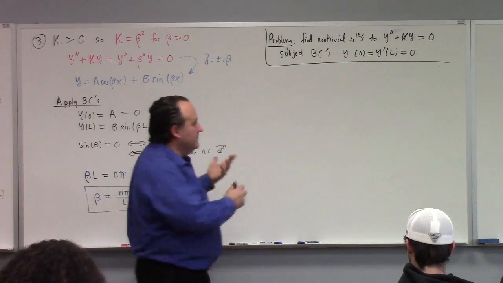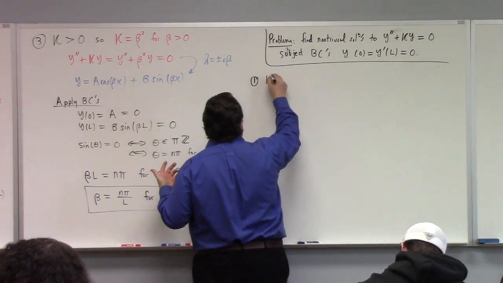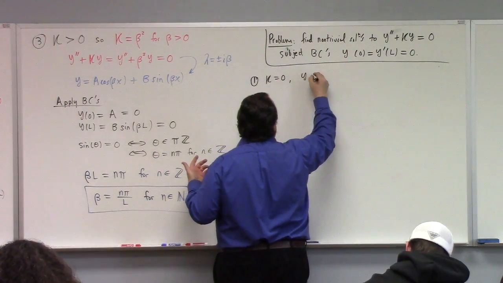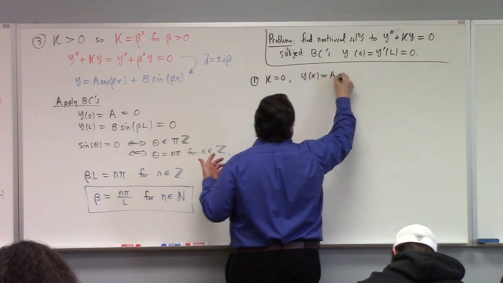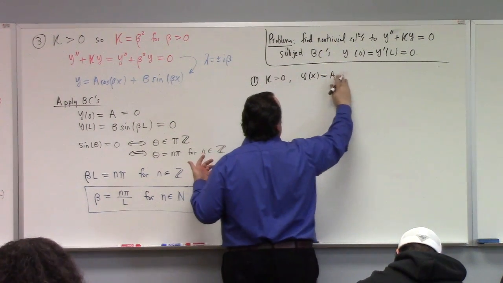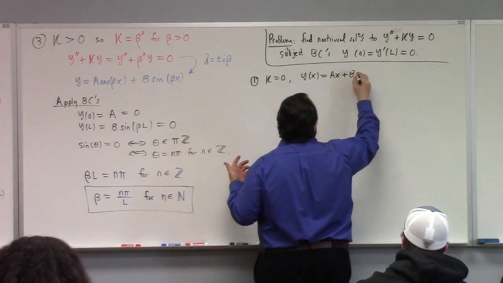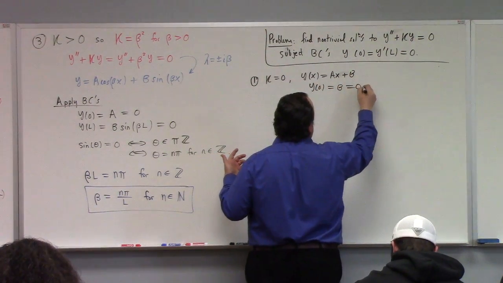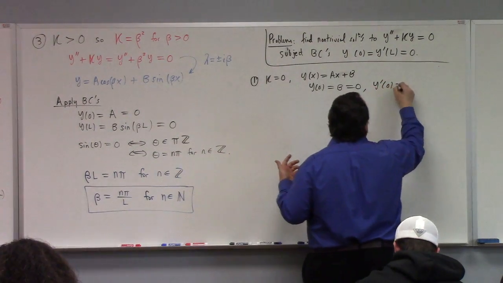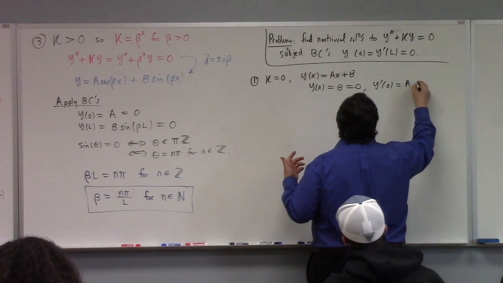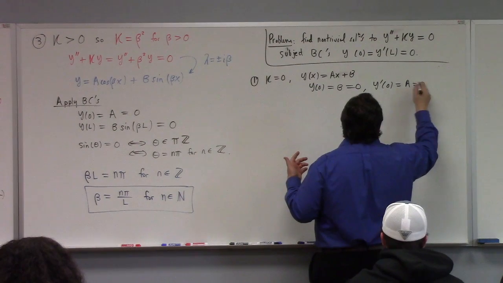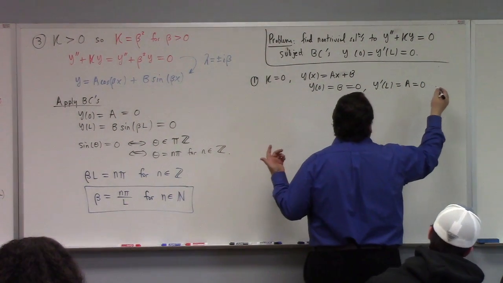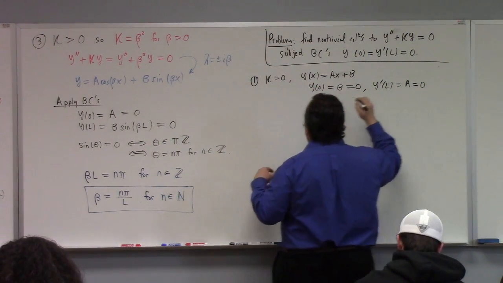So, case number 1, k equals 0, y of x equals ax plus b, right? That's the general solution in that case. y of 0 is equal to b, which is equal to 0. y prime of 0 is equal to a, which is equal to 0. y prime of L, rather. So apparently, nothing, right?